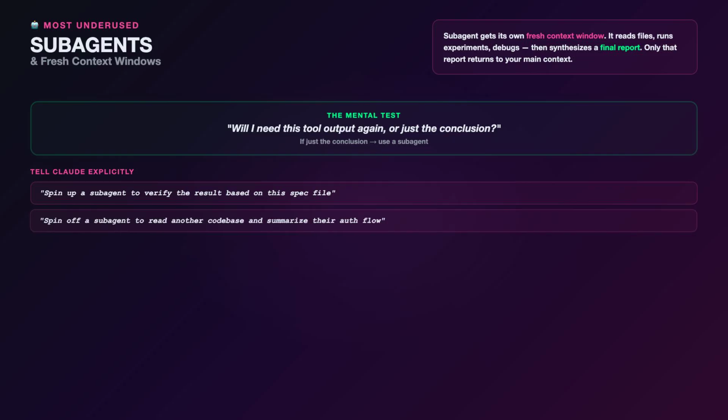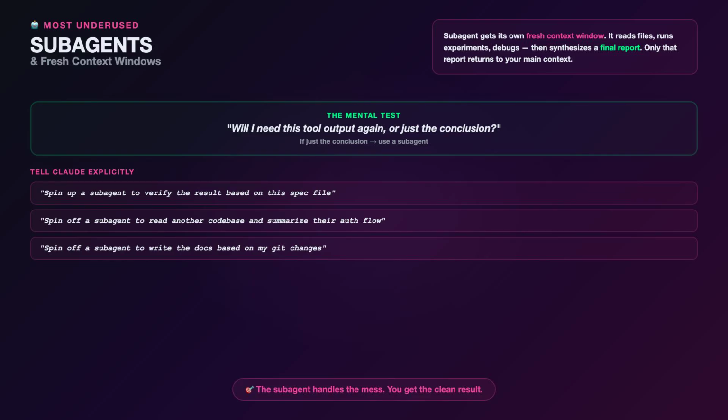The mental test the team uses is simple. Will I need this tool output again? Or just the conclusion? If just the conclusion, use a subagent. You can tell Claude to do this explicitly. "Spin up a subagent to verify the result based on this spec file." "Spin off a subagent to read through another code base and summarize how they implemented auth." "Spin off a subagent to write the docs based on my Git changes."